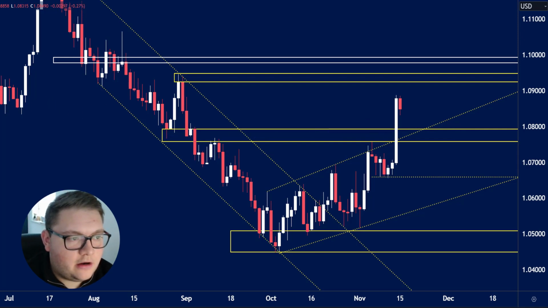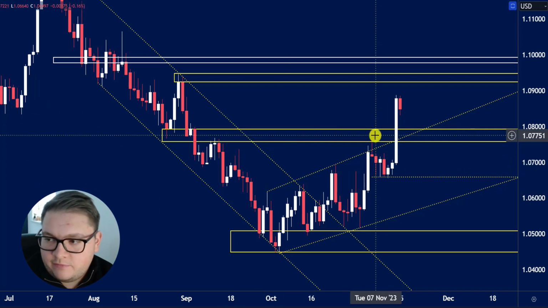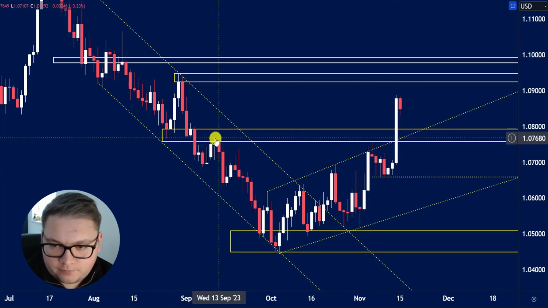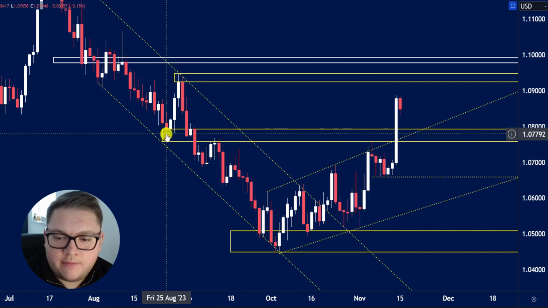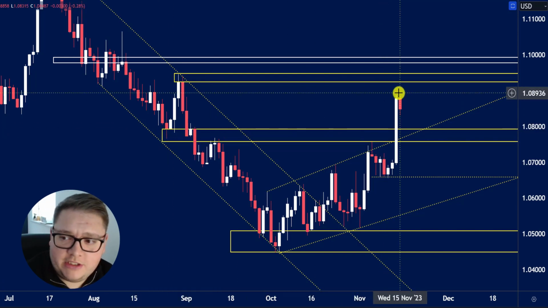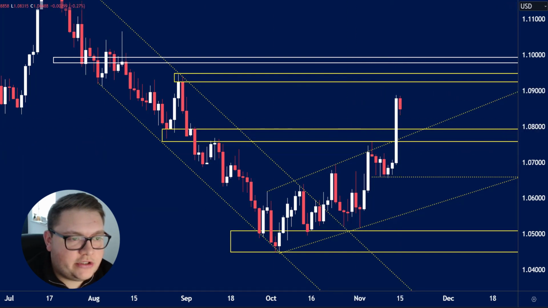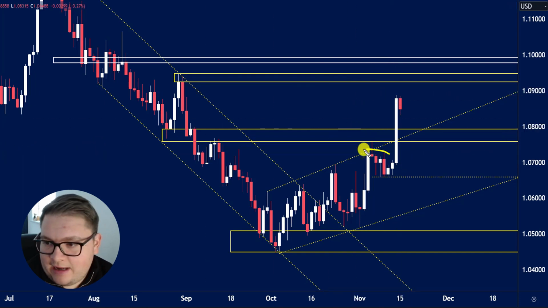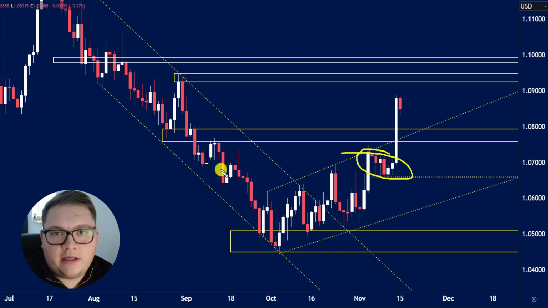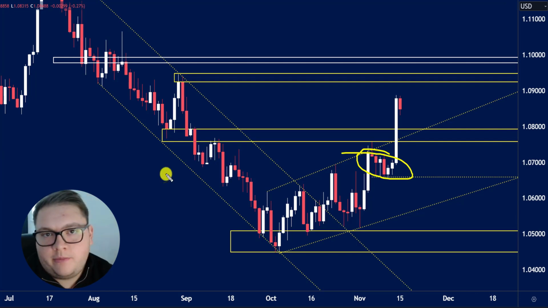This was something that we highlighted in a previous video, but around about this 1.0775 were these highs back on the 12th of September and lows on the 25th of August. Price has traded through that now, but what's interesting to me is this area down through here, because when the market consolidates, it builds up volume.